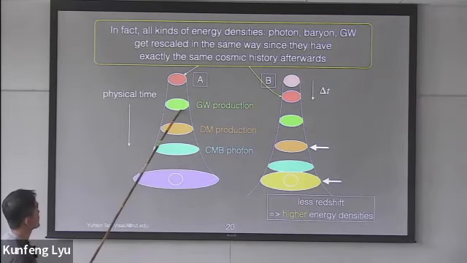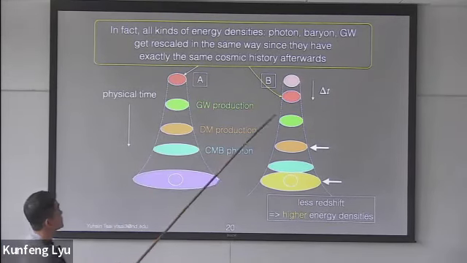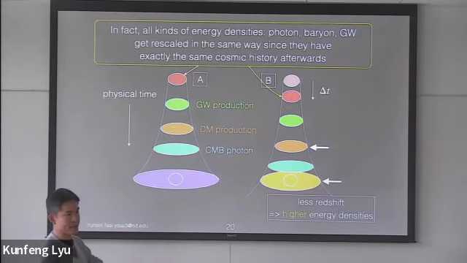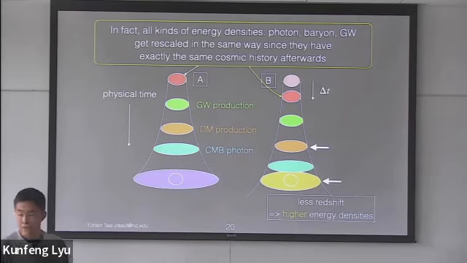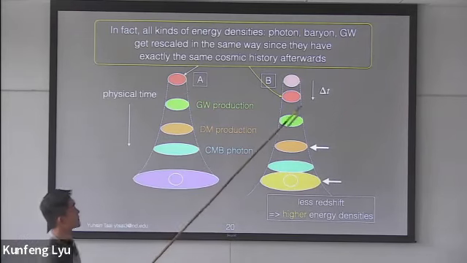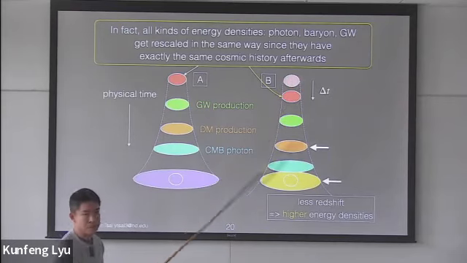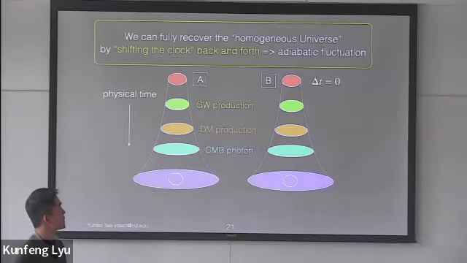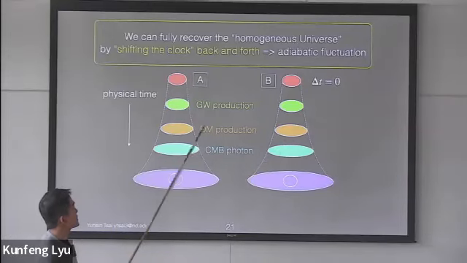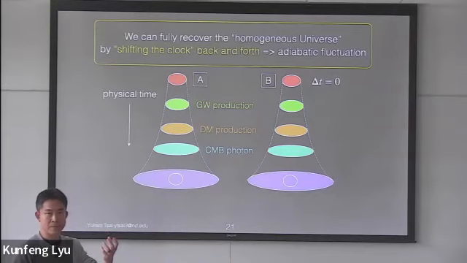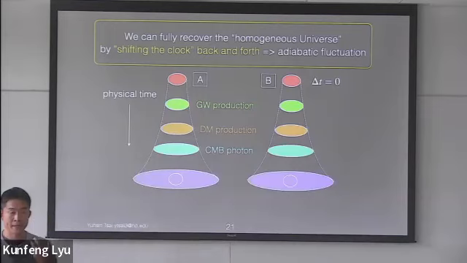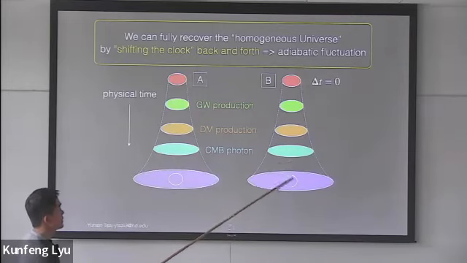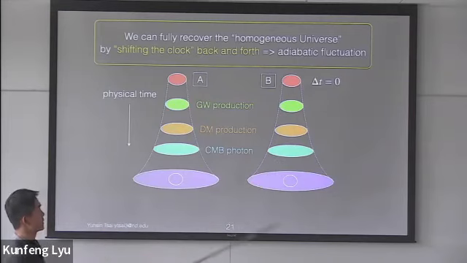And this same argument works for every signal we see. I have a gravitational wave production here, I have CMB production here. Just from this point, everything will evolve with exactly the same history. The only thing that changes is that I shift a clock up and down, just because of the linear perturbation. So I can totally recover the homogeneous universe just by shifting the clock back. Everything is described by a single clock in this picture. This is a very useful way to think about the so-called adiabatic fluctuation: everything is correlated, and then they got shifted back and forth by a single clock.